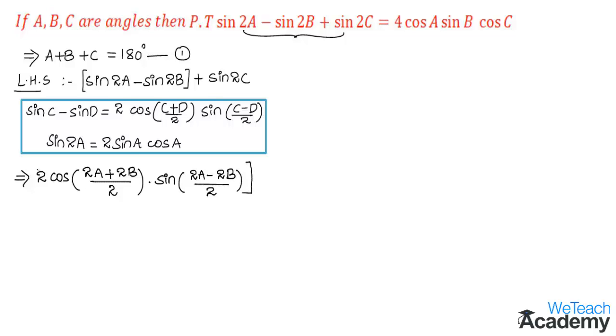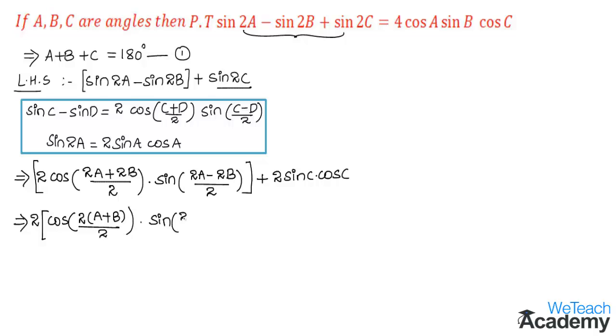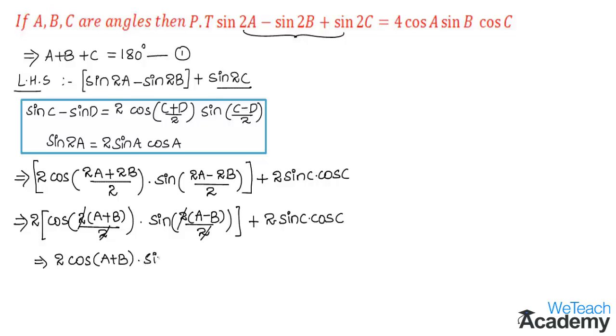So here we are finished with the first term. Then coming to the next term, we get plus sine 2c, which can be written in the form of 2 sine c into cos c. So we can also write this in the form of 2 into cos. By taking 2 as the common factor, we get 2 into cos (a plus b) divided by 2 into sine 2 into (a minus b) divided by 2, plus 2 sine c into cos c. And here 2 in the numerator as well as in the denominator gets cancelled, and similarly here 2 also gets cancelled. So here we get 2 cos (a plus b) into sine (a minus b) plus 2 sine c into cos c.